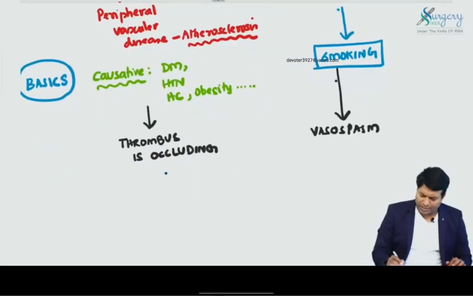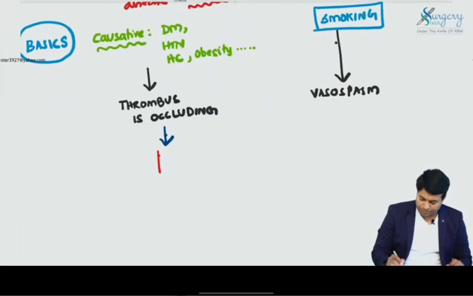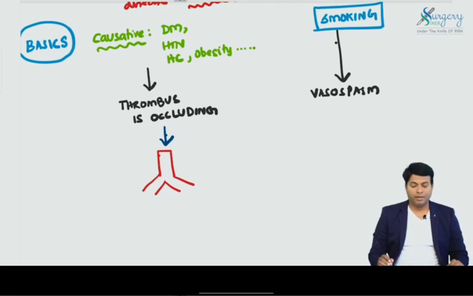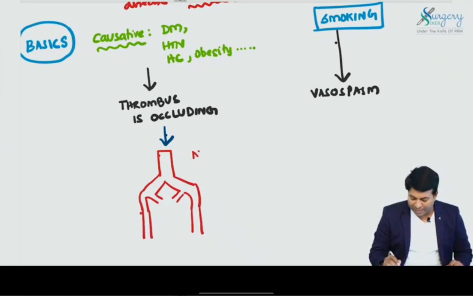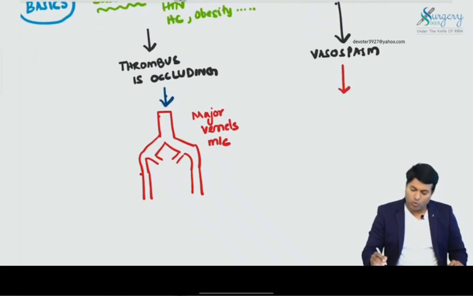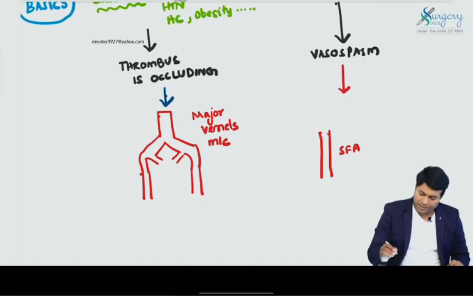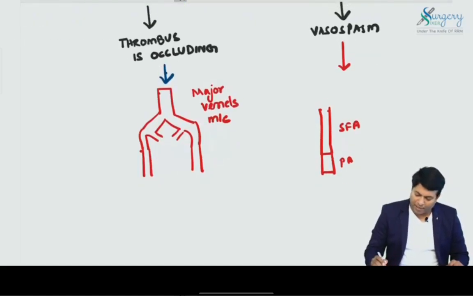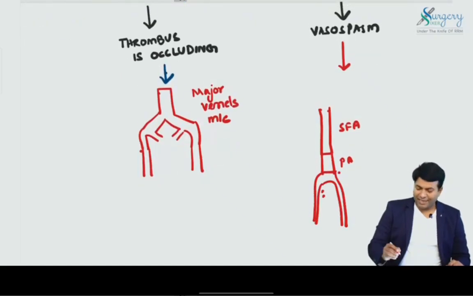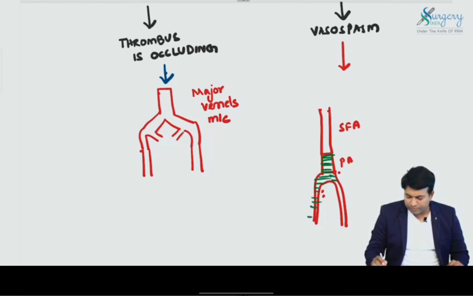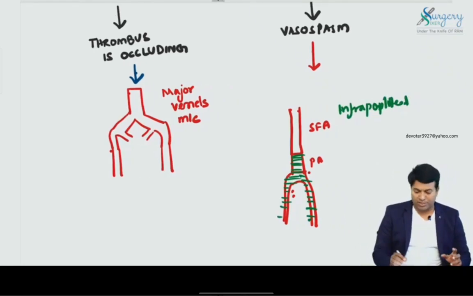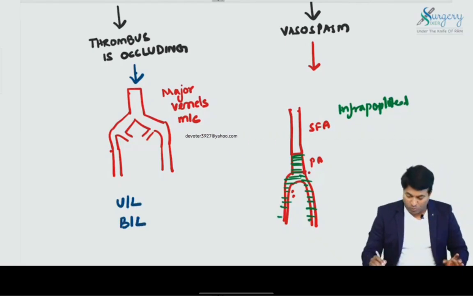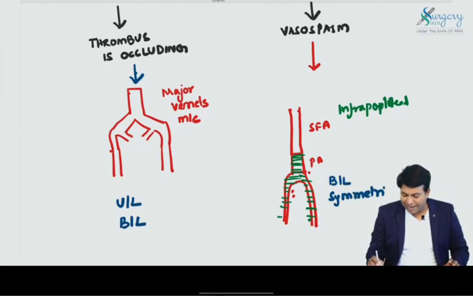Peripheral vascular disease caused by atherosclerosis mainly involves major vessels like the aorta, common iliac artery, external iliac artery, femoral artery, and superficial femoral artery. Whereas TAO will involve the popliteal artery, and from the popliteal artery, the anterior tibial and posterior tibial. It will involve infrapopliteal lesions only. Atherosclerosis will be unilateral or bilateral, whereas TAO is always bilateral and symmetrical.